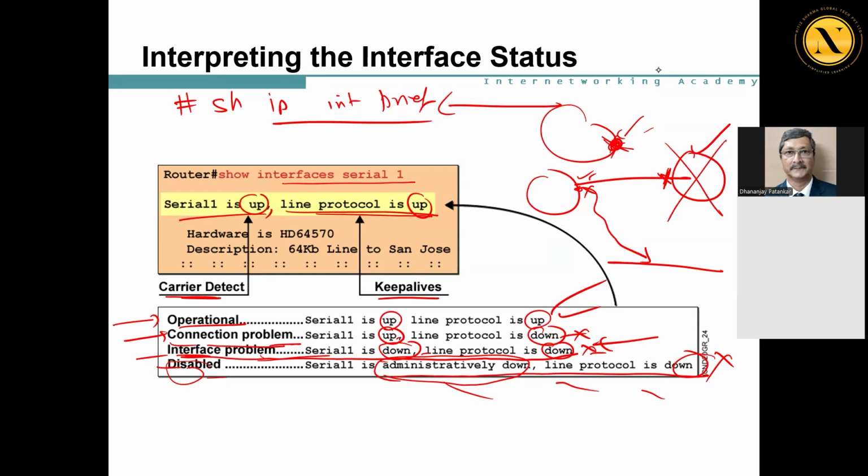So if physical layer is down, data link layer cannot come up. Right? Physical layer is up, data link layer may be down because of signaling problems. Okay.